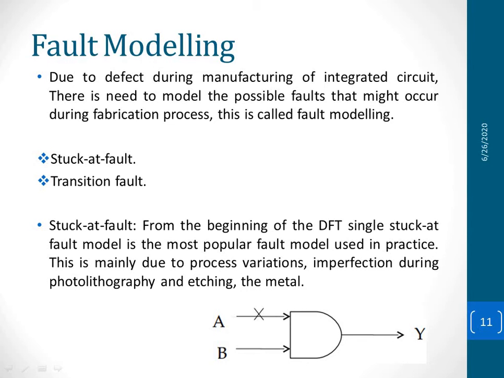Suppose at this line A, how do we generally test? We pass A as 0, B as 0, and we observe what output comes out. So what we are passing at the inputs are called controlling inputs, and what we are looking at in the output is what is called observing. So that's why I told you initially about the terms controllability and observability.